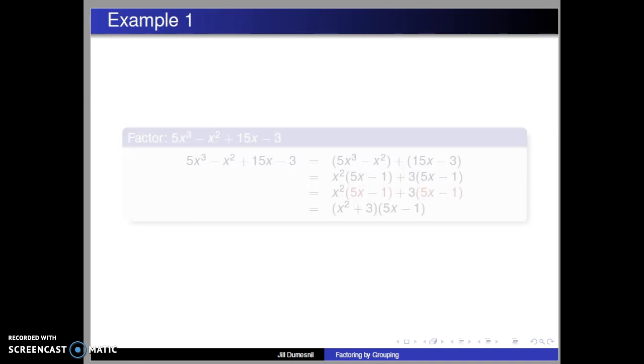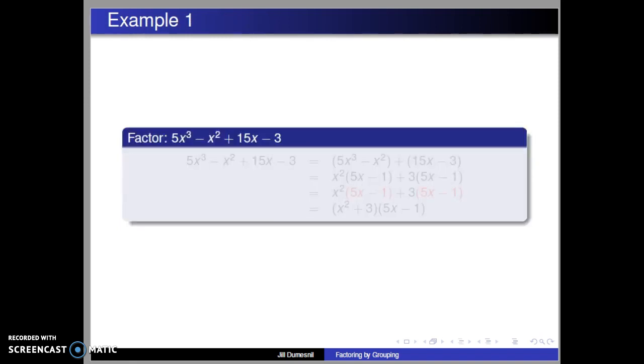Let's consider 4 examples. First, we want to factor 5x cubed minus x squared plus 15x minus 3. The 4 terms don't have any common factors. We group the terms in pairs by inserting parentheses. The first pair of terms has a common factor of x squared, and the second pair has a common factor of 3. We factor these out. Then notice a common binomial factor of 5x minus 1. When we factor out 5x minus 1, the other factor is x squared plus 3.